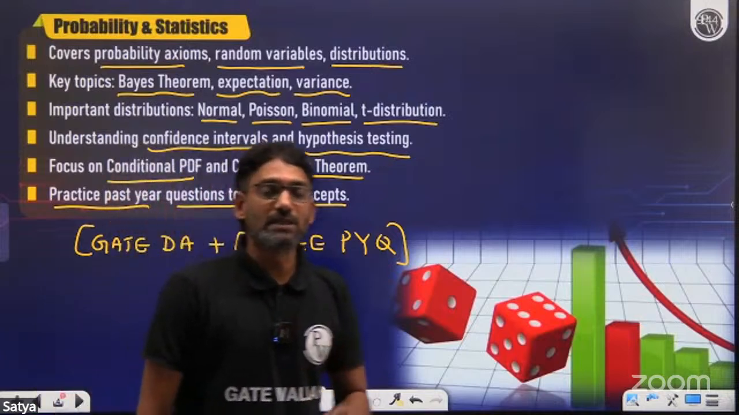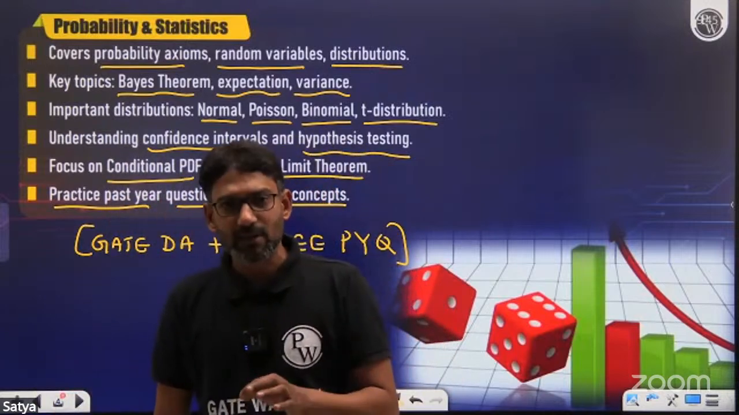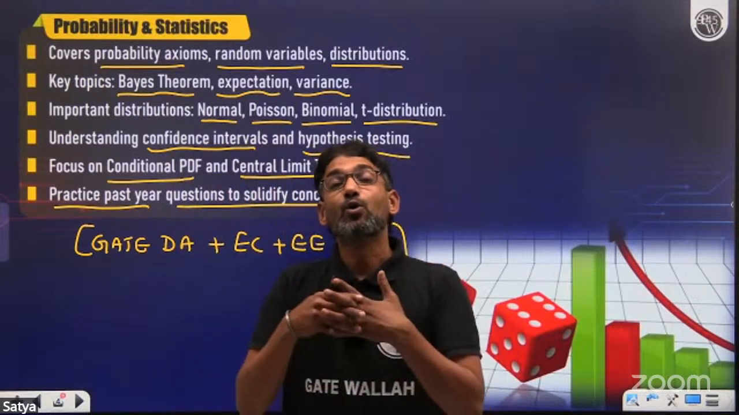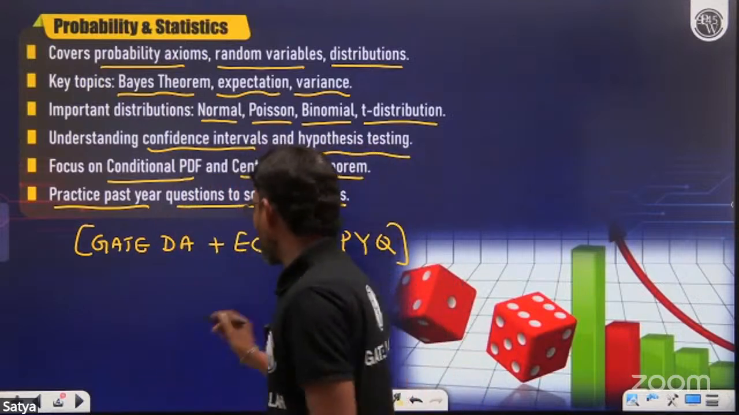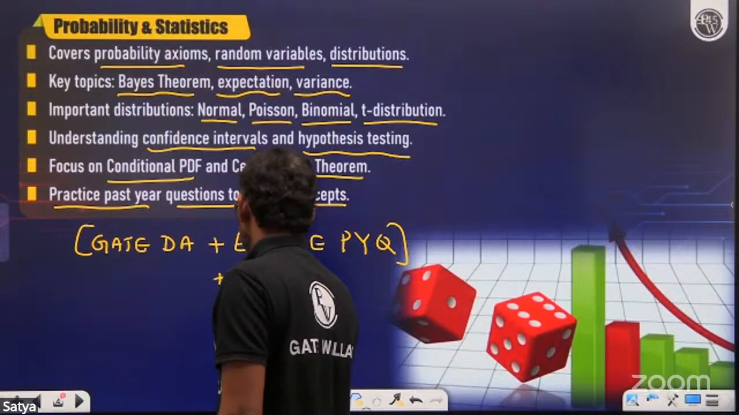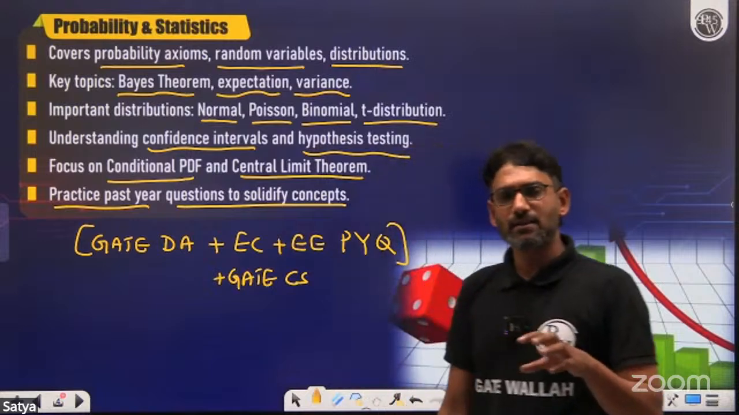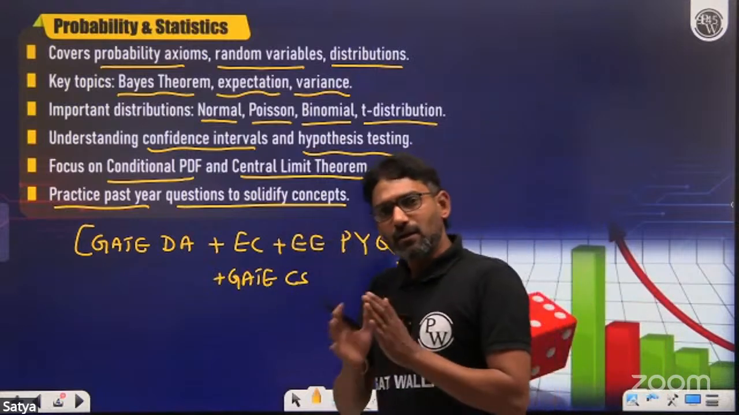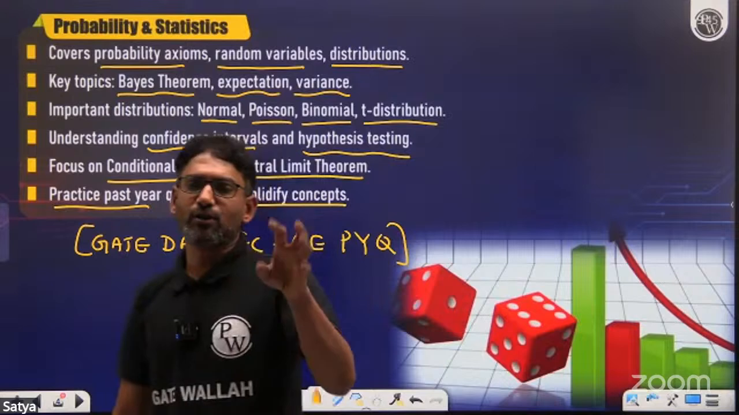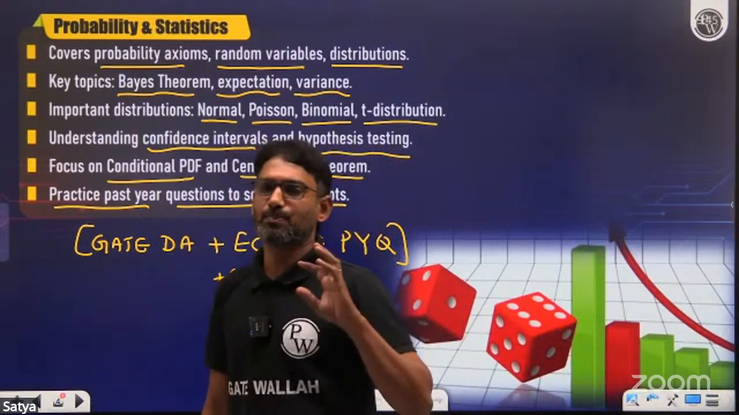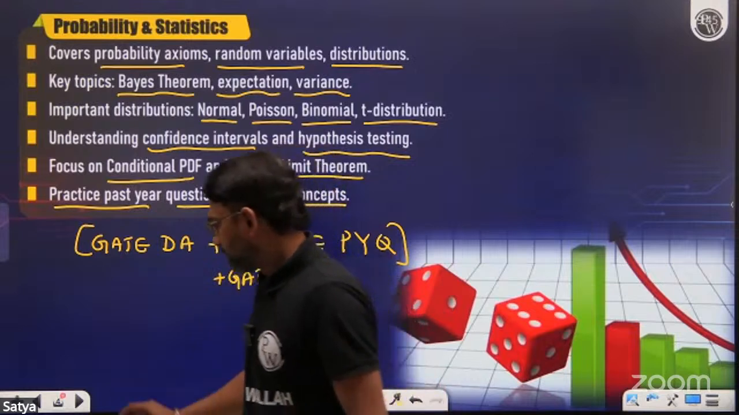Why? Because in the EC and EE syllabus of maths and DA maths, there are many overlapping concepts. Of course, GATE CS: in GATE CS we have a little maths, but in EC and EE, almost 80% of the DA maths will overlap. So you can pick those PYQs and prepare, right?